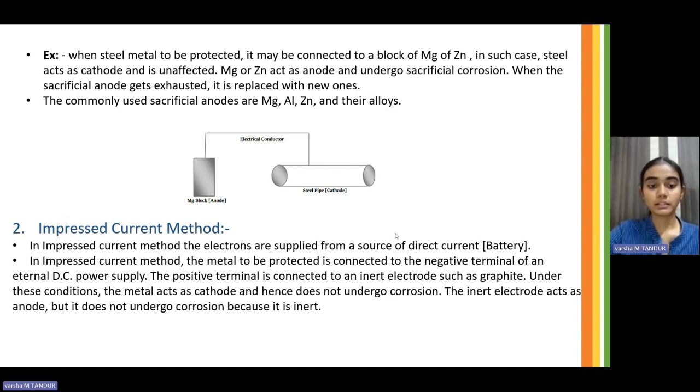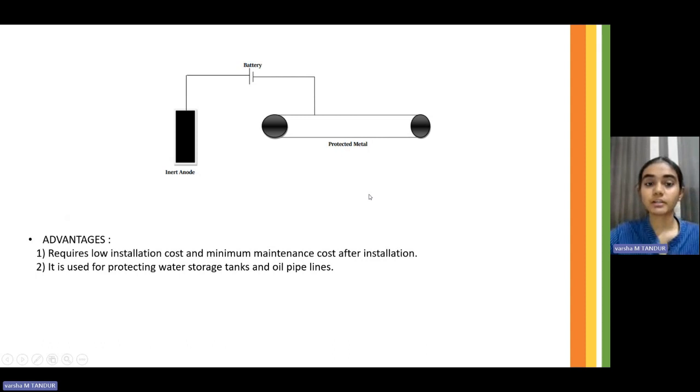In the impressed current method, the metal to be protected is connected to the negative terminal of the DC power supply. The positive terminal is connected to an inert electrode such as graphite. Under these conditions, the metal acts as cathode and hence does not undergo corrosion. The inert electrode acts as anode, but it does not undergo corrosion because it is inert in nature. The metal to be protected is connected to the negative terminal of the battery, and to the positive terminal of the battery, the inert material is connected at the anode part.